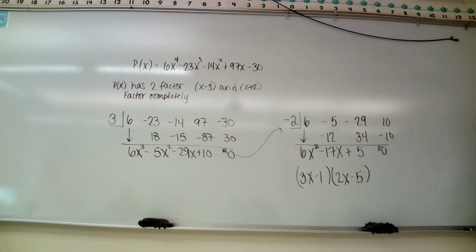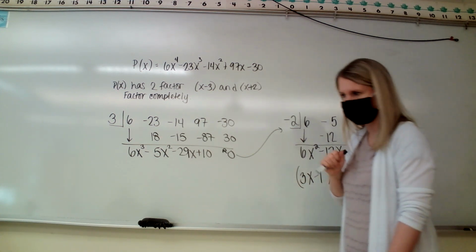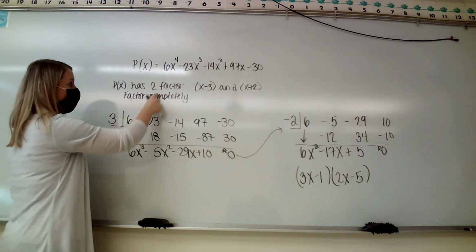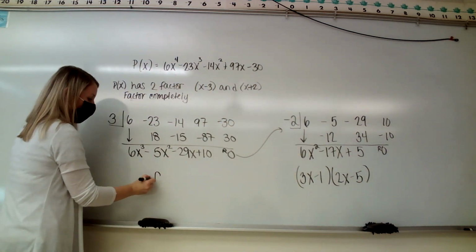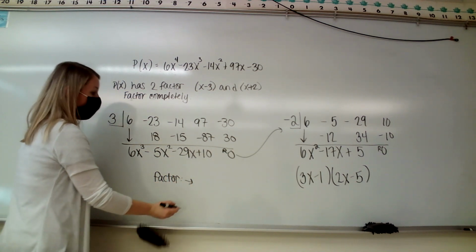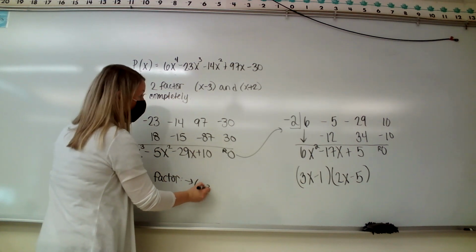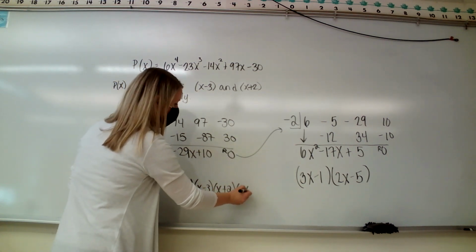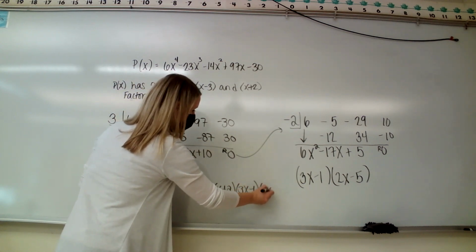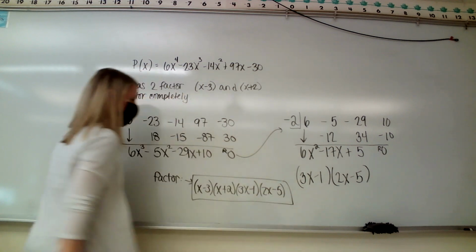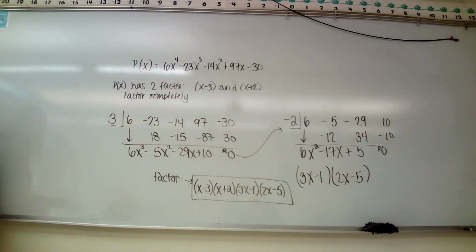Beautiful. Now remember, always answer completely, like answer the actual question. The question says factor this completely. So if I said, what was the factor form, you would say x minus 3, x plus 2, 3x minus 1, 2x minus 5. What a beauty. So you put everything together, right?